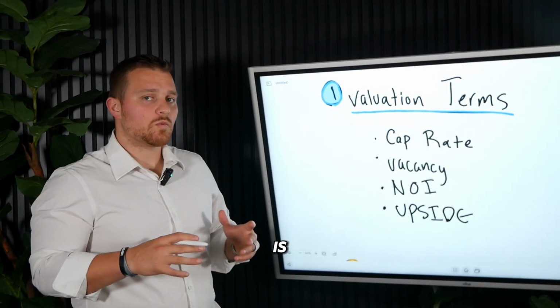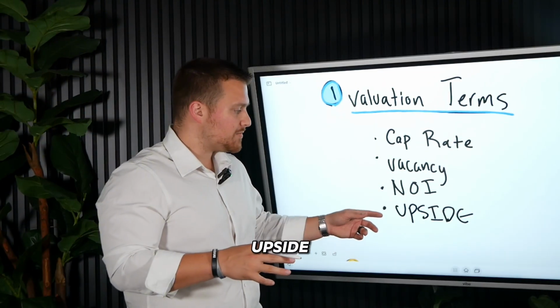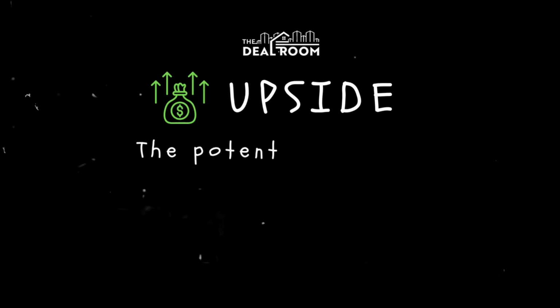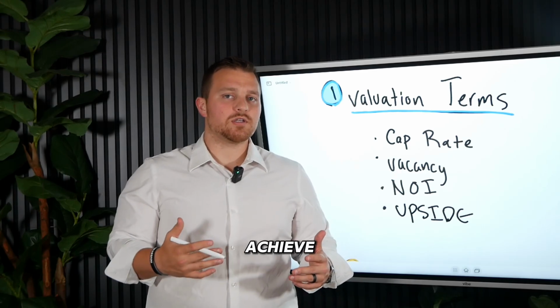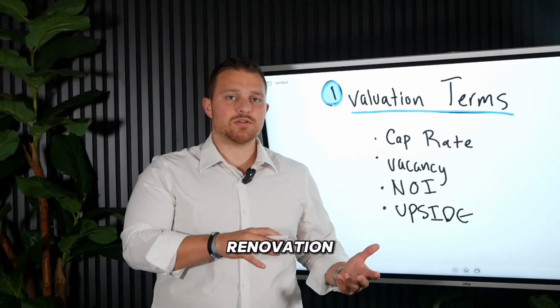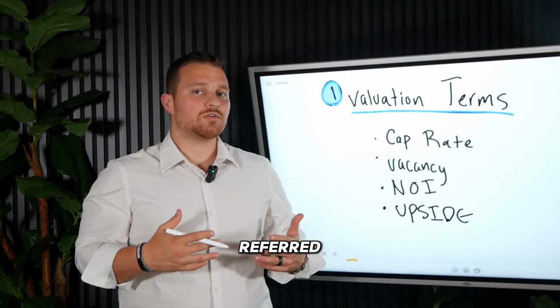And the last term, which is one of the most important ones to understand, is upside or potential profits. Oftentimes investors like you and me will look for a $200 or a $300 rent increase that you can achieve at the property by doing some sort of renovation or managing it better. That's what's referred to as upside.